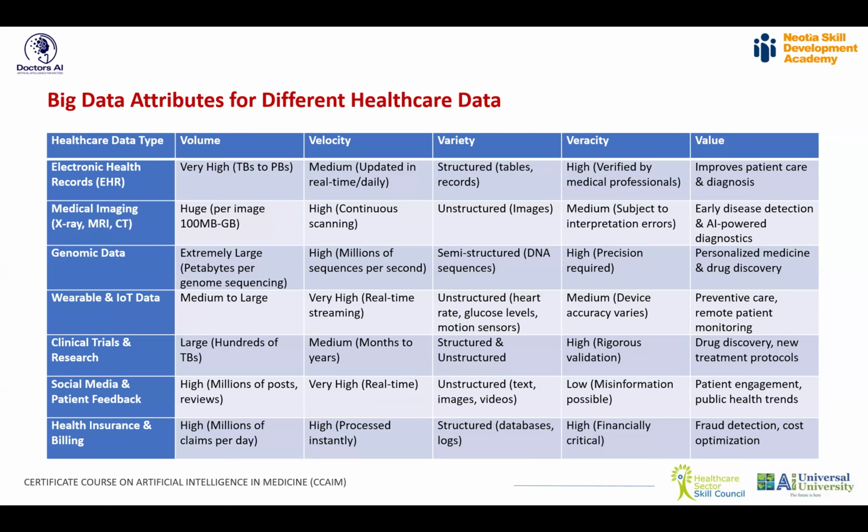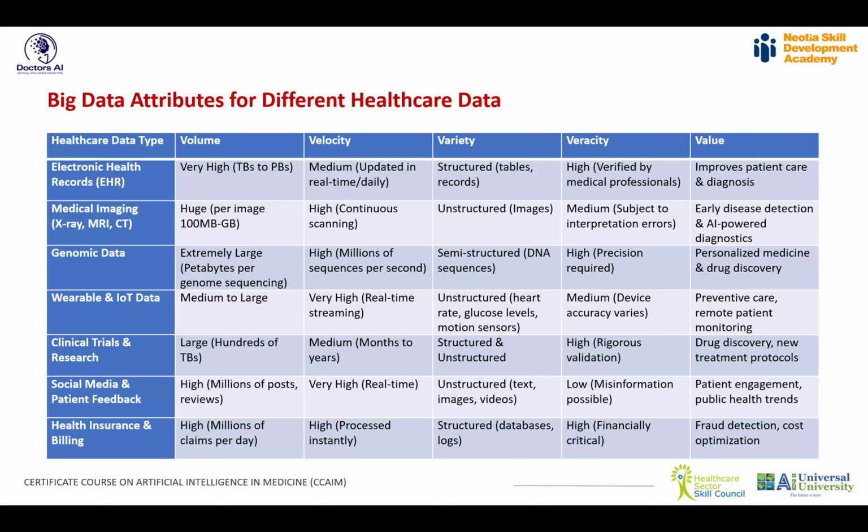So when you do clinical trials, we collect pathological data. We also collect image-related data. So unstructured and structured types of data. The veracity is very high. And the value is drug discovery and new treatment protocols.